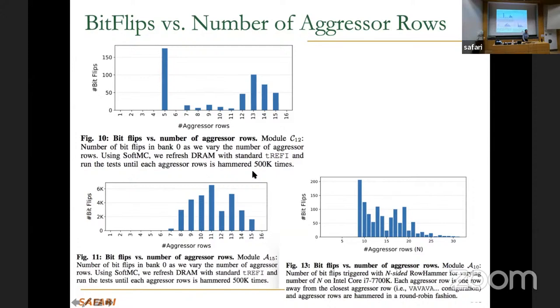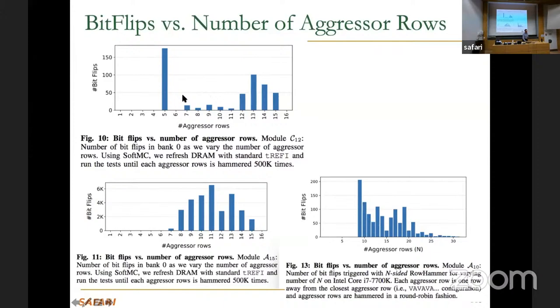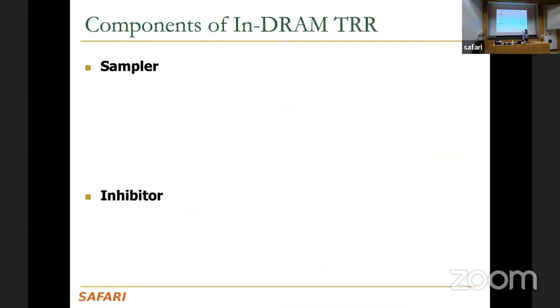It's fascinating, actually. So this infrastructure has enabled us to figure out really what's going on and hammer the right amount of rows to induce these bit flips. That's why I put the infrastructure over here. Let me give you a little bit more information. Basically, in this paper, we developed some understanding of the internals of DRAM chips. Basically, these are called tracker or sampler. They're two components of in-DRAM RowHammer protection mechanism: sampler and inhibitor. The sampler tracks the aggressor row activations using different techniques.